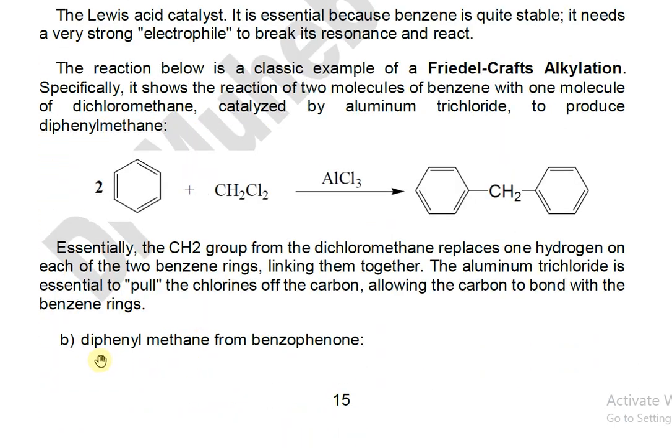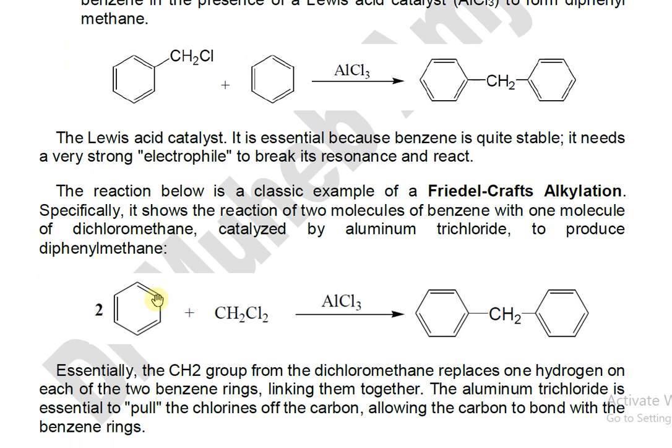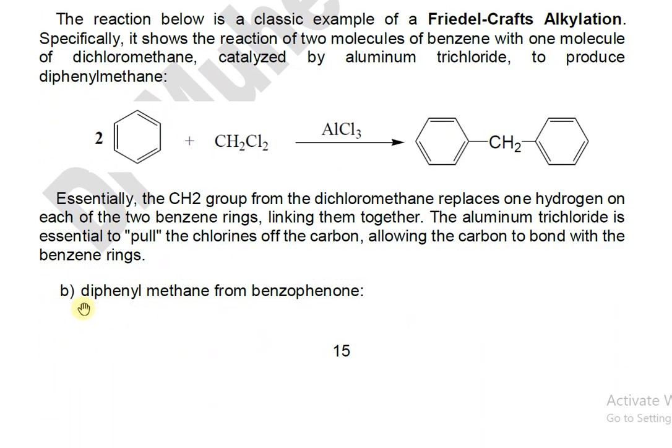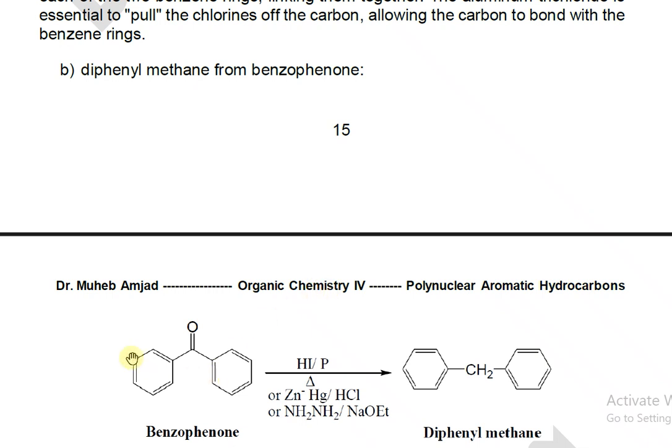Okay, so the second method to prepare this type of compound is diphenyl methane from benzophenone. Now what does benzophenone mean? This is the benzophenone, a ketone compound. Benzophenone, if you look, is a ketone, but with two benzene rings, one on each side.